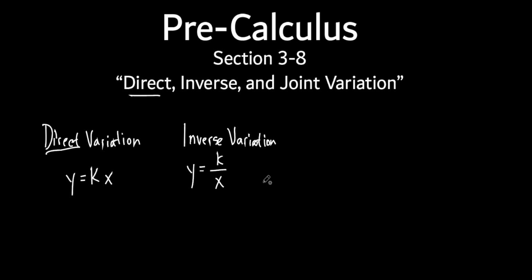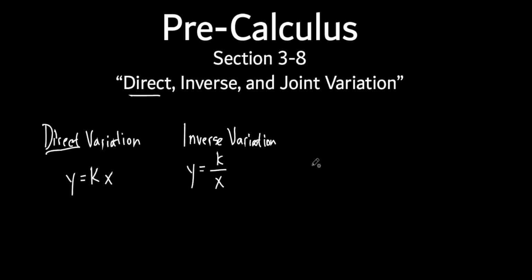Yes? Okay. As x gets bigger and bigger in the direct variation, what happens to y? Y gets bigger and bigger and bigger. And if x gets smaller and smaller, y gets smaller and smaller. But in the inverse, if x gets smaller and smaller, what happens to the y? It gets bigger and bigger. It's the inverse. Everybody got that? Okay, so that's pretty much what you need to know for there.